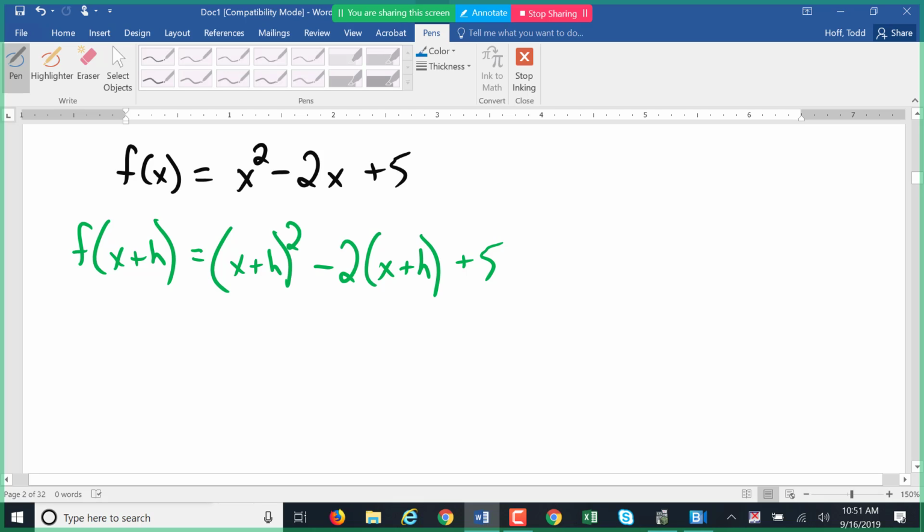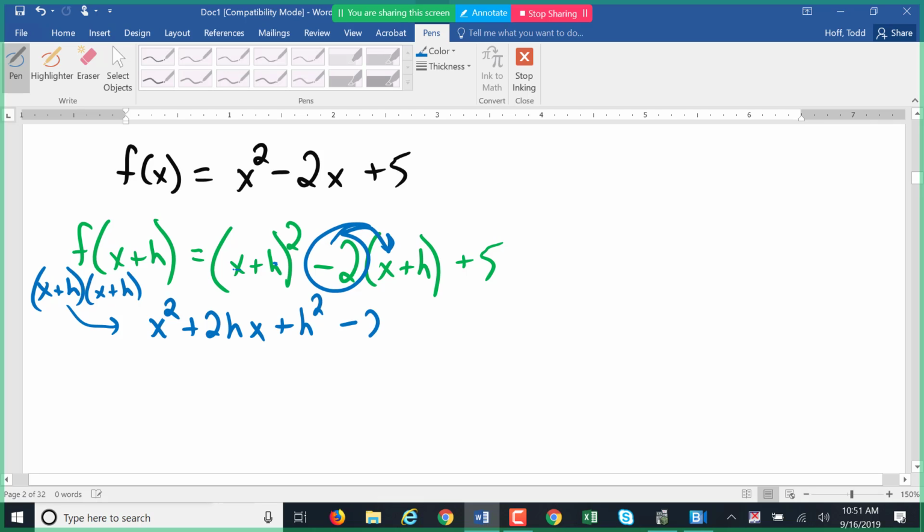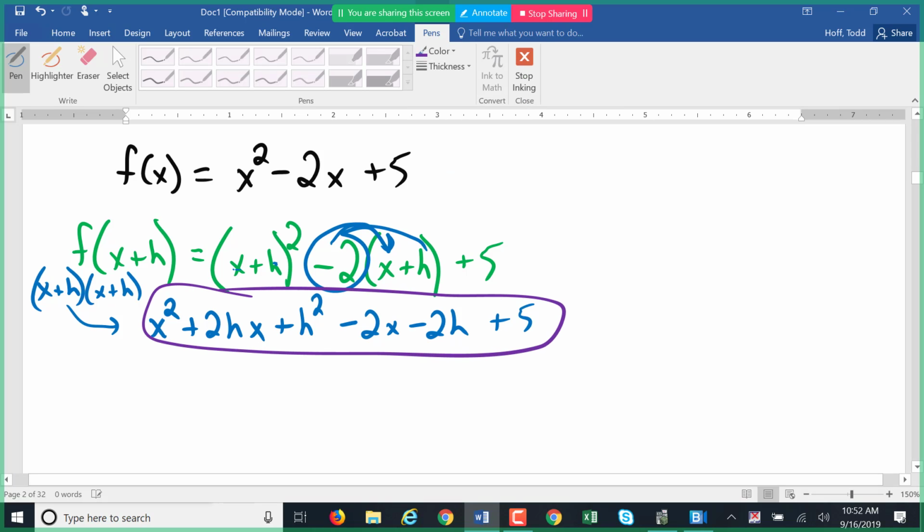We've looked at perfect square trinomials. So x plus h squared is x squared, x times h is xh, times 2 is 2hx, plus then h squared. Again, that's just taking x plus h times x plus h and foiling it out to get that. We've got the negative 2 times x plus h, that's minus 2x and minus 2h, and then the plus 5. That is f of x plus h. So now we have to find the difference quotient.